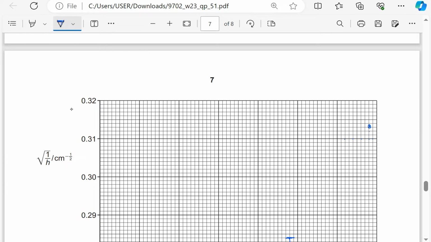Okay. Then the error bar was 0.003, so I count 3 boxes at the bottom. 1, 2, 3. So it should be around here. And 3 boxes on top. 1, 2, 3. So this error bar is not exact on that line because it was 2, so I'll draw it around here. You must use a ruler to draw these error bars.